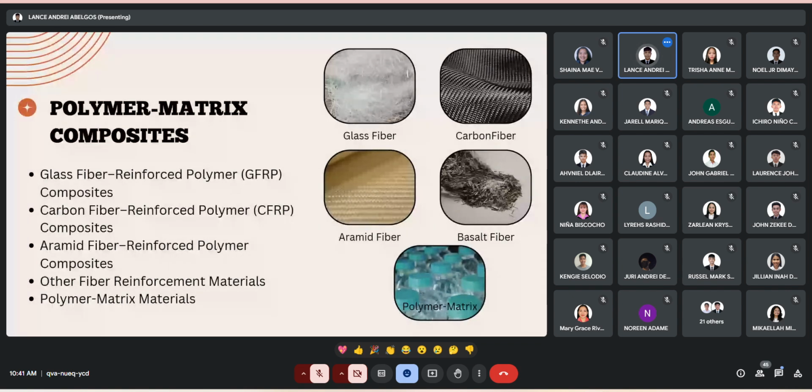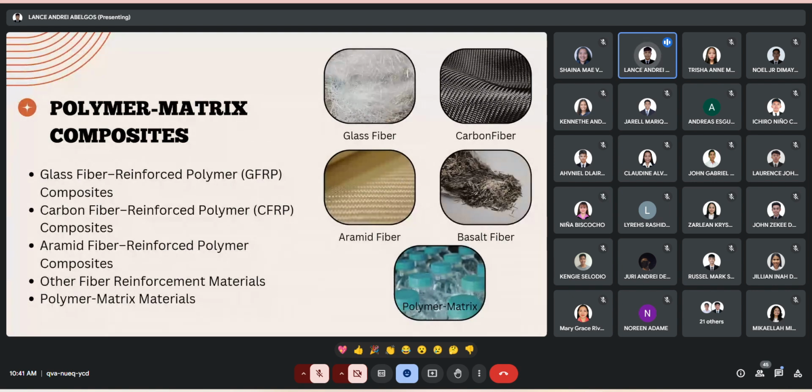And the other fiber reinforced materials. This category includes fibers like basalt and natural fibers, offering specific benefits like improved environmental sustainability, cost effectiveness, and unique mechanical properties suited for niche applications.